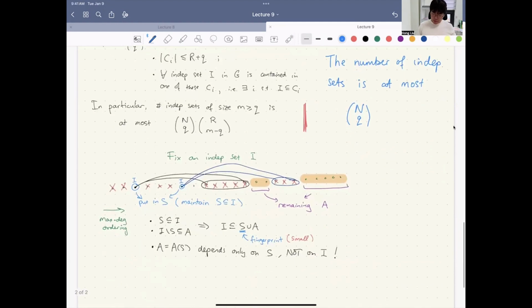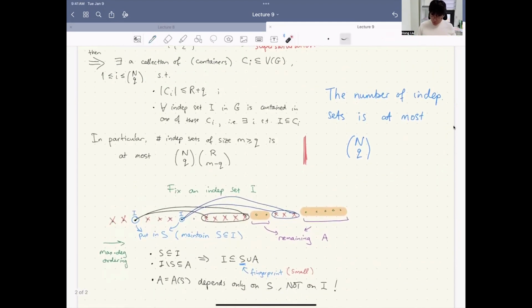Since the signature determines A, which in turn determines the container C, the number of signatures equals the number of containers. This number of fingerprints or signatures, it doesn't matter, upper bounds the number of containers.